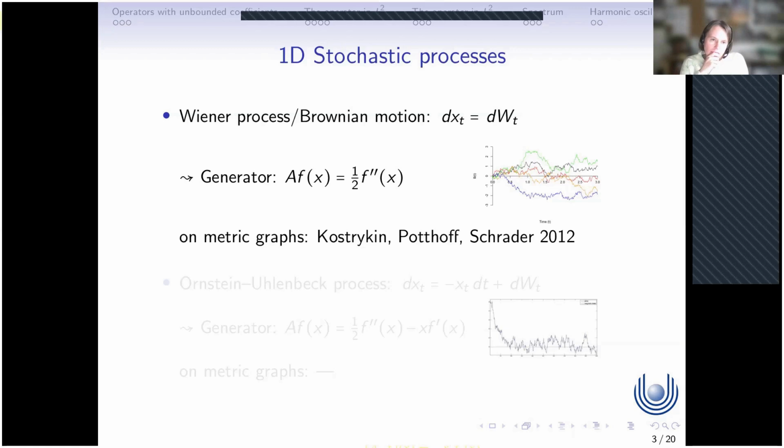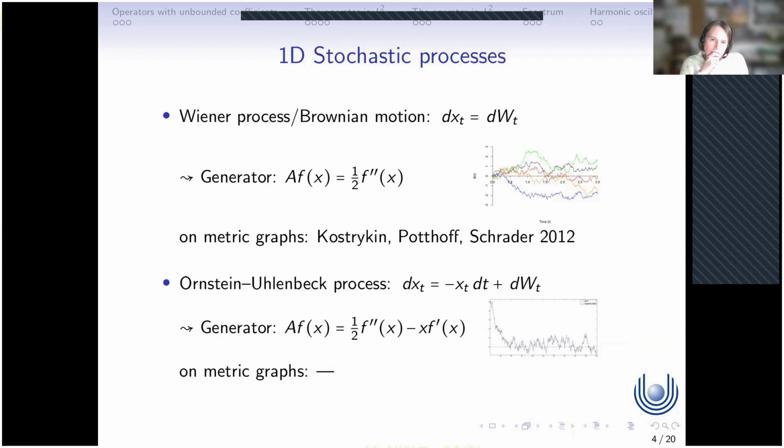So what we were interested in was actually the issue of studying Ornstein-Uhlenbeck operators. For those in just one dimension, it is well known that the generator is this one here. So it is again a second derivative, but with a certain lower order term. And of course, if you are on R or even on R plus, this term is unbounded. And as far as we know, nobody has ever studied this on metric graphs. So this was our topic.